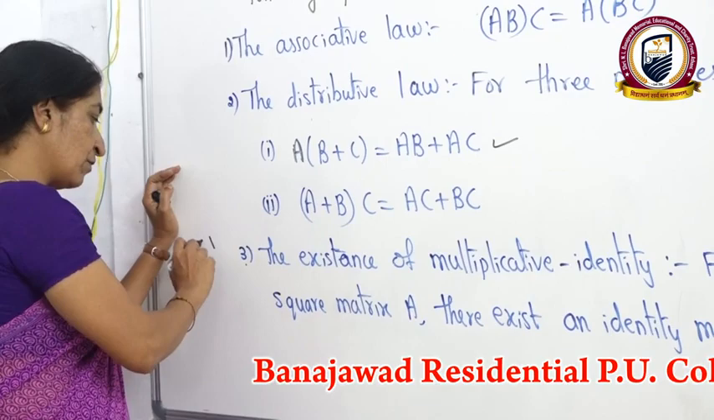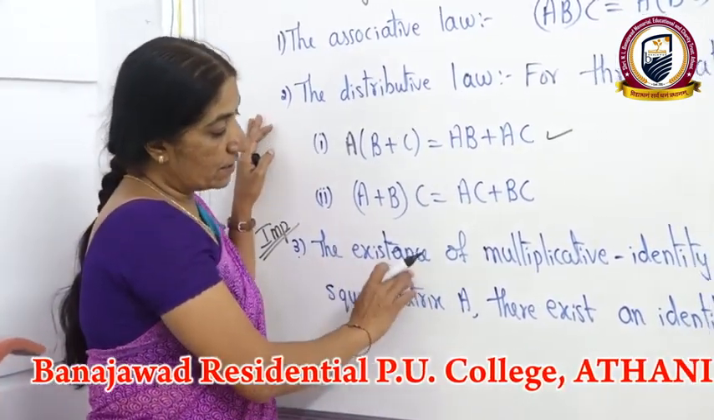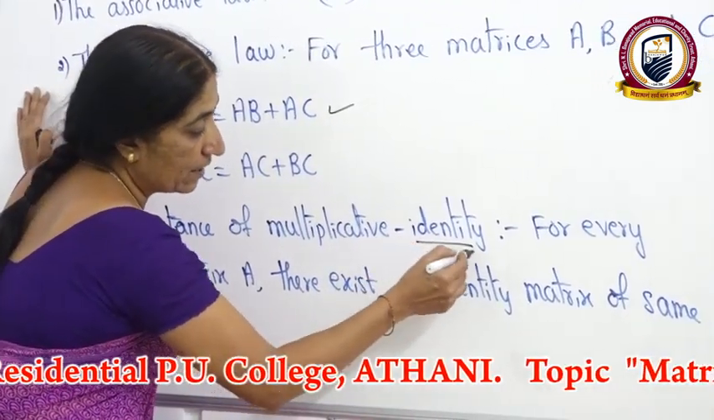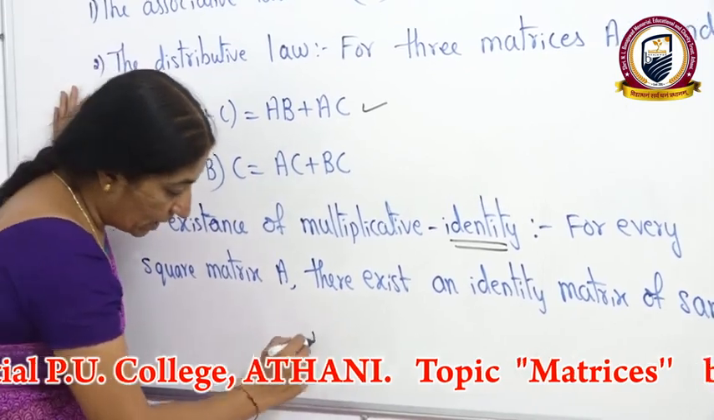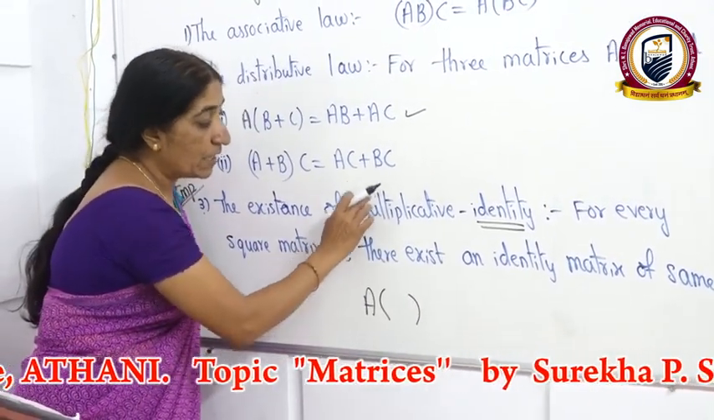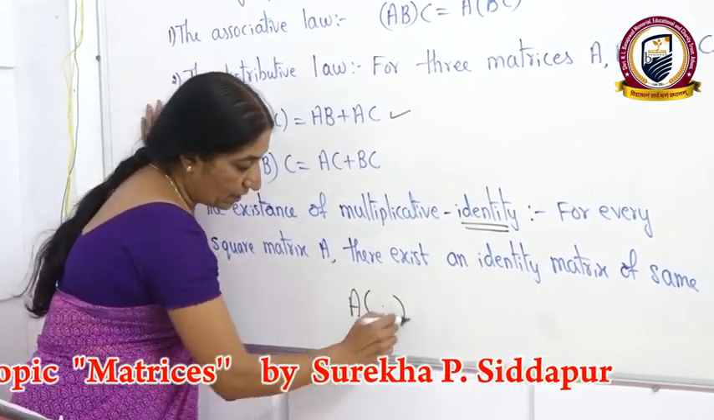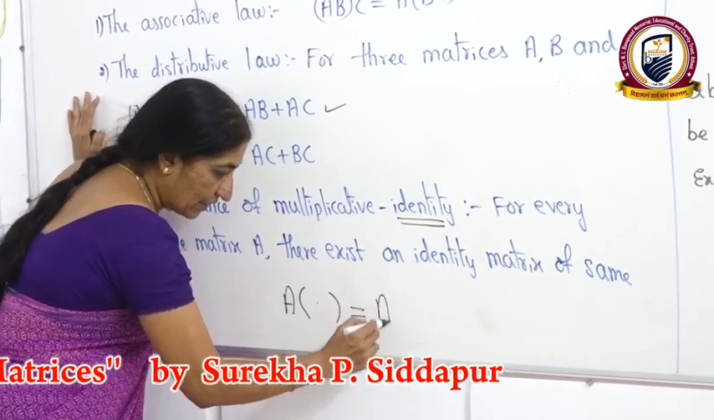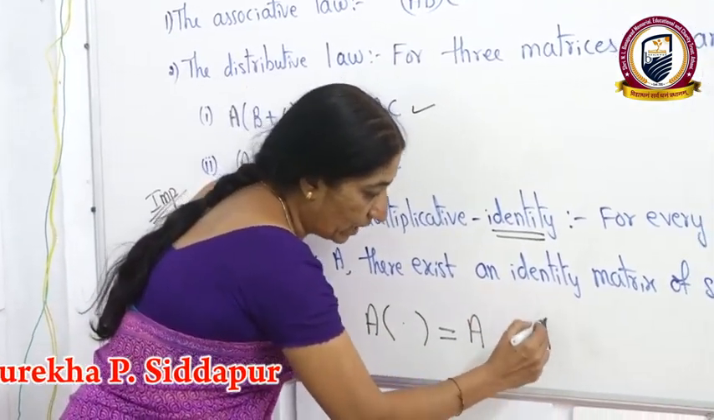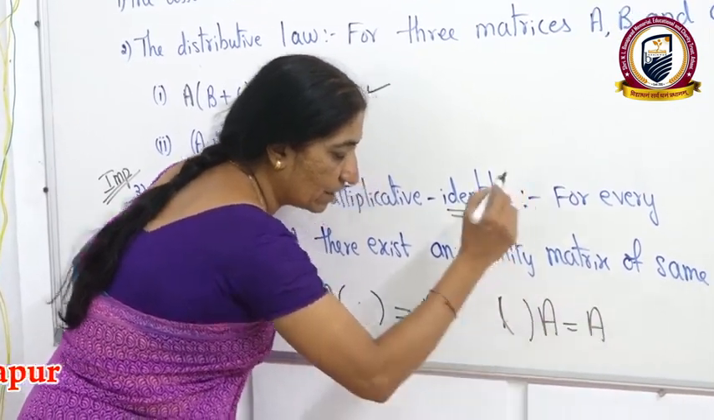And the third one is very important. What is the third one? The existence of multiplicative identity. So identity, what does the meaning tell you? When you take any matrix, you have to multiply. Why multiply? Because we are explaining multiplicative identity. You have to multiply by one matrix such that the answer will be A again, the same matrix. Or if you take any matrix and multiply with A, again you will get the same matrix.